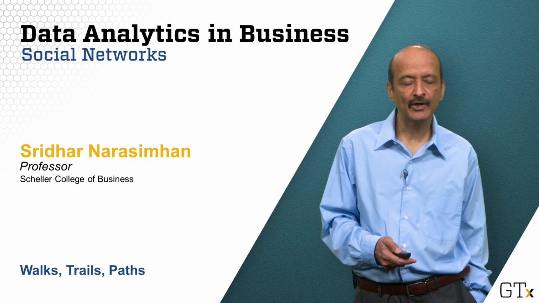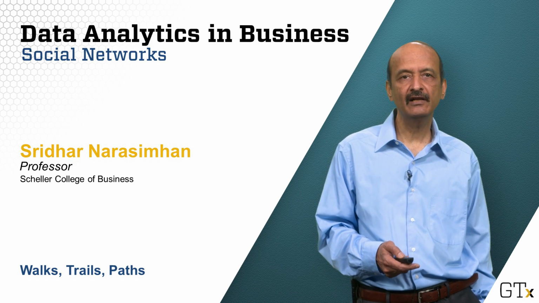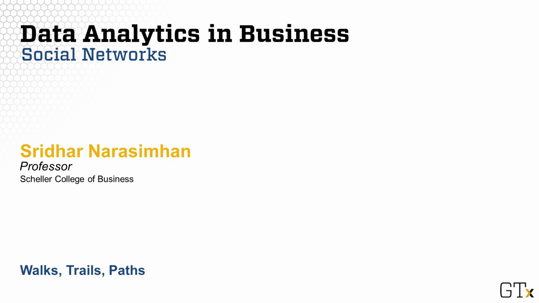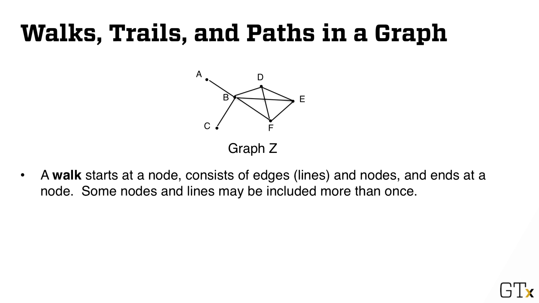In this lesson, we are going to look at walks, trails and paths in a graph. So, consider a graph Z that I have shown here. It has these nodes A, B, C, D, E and F, and you have seen the edges in this graph. A walk starts at a node and it consists of edges or links and nodes and ends at a node. Some nodes and lines or links may be included more than once. So, you can visit a node more than once, you can use an edge more than once in a walk.